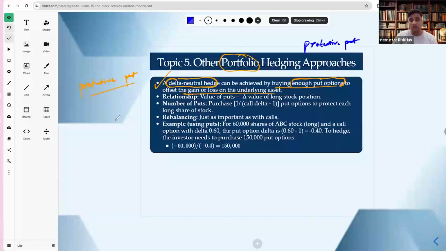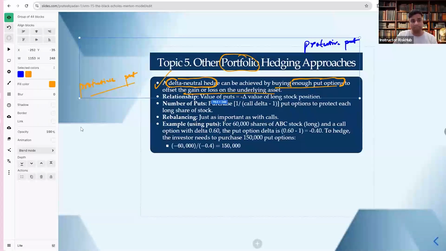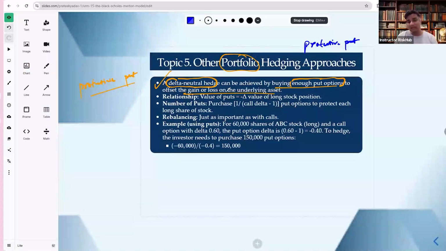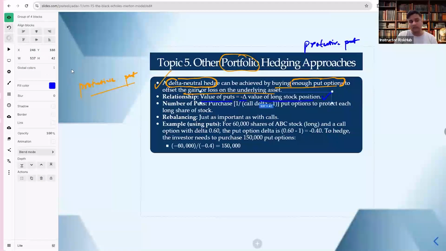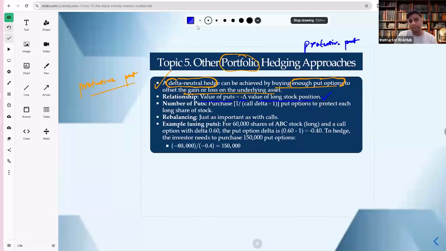So just remember that. The idea here is the relationship: the value of puts is equal to the negative delta value of the long stock position. Basically, it's a way to calculate. Just remember it, not too much maths here. Just remember how do I find out how many puts to purchase? I purchase one by (call delta minus one) put options to protect against a long share of stock. Remember, this sometimes comes in the exam, so it's important to recall.